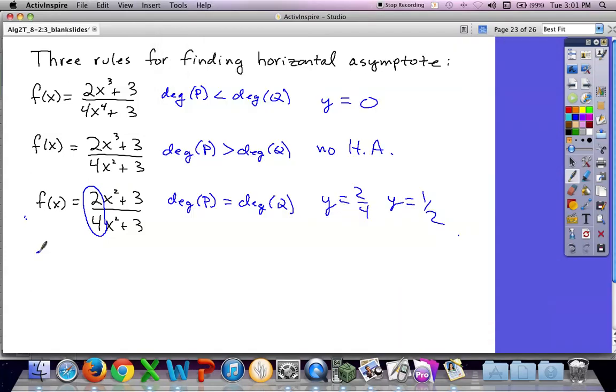So we have our 3 rules, and they're really not very hard rules. But you should also be able to put it in the calculator. Just scroll down, see whether it looks like it's approaching a number.